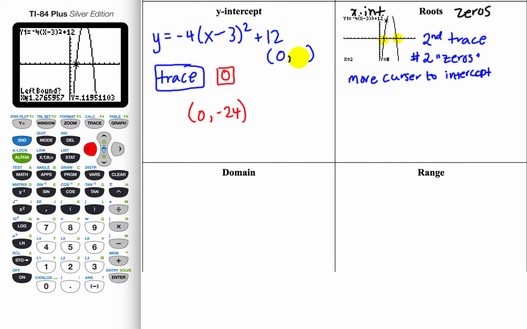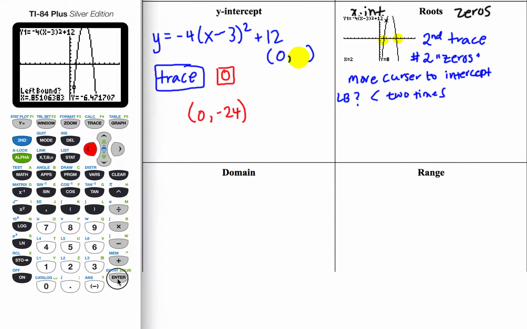And now it's asking left bound again. Sorry that you guys can hear everybody in the background. So left bound, we are going to move 2 spots over to the left. So move cursor to the left, 1, 2. So just like we did before, we'll just do 2 times. And now we hit enter.